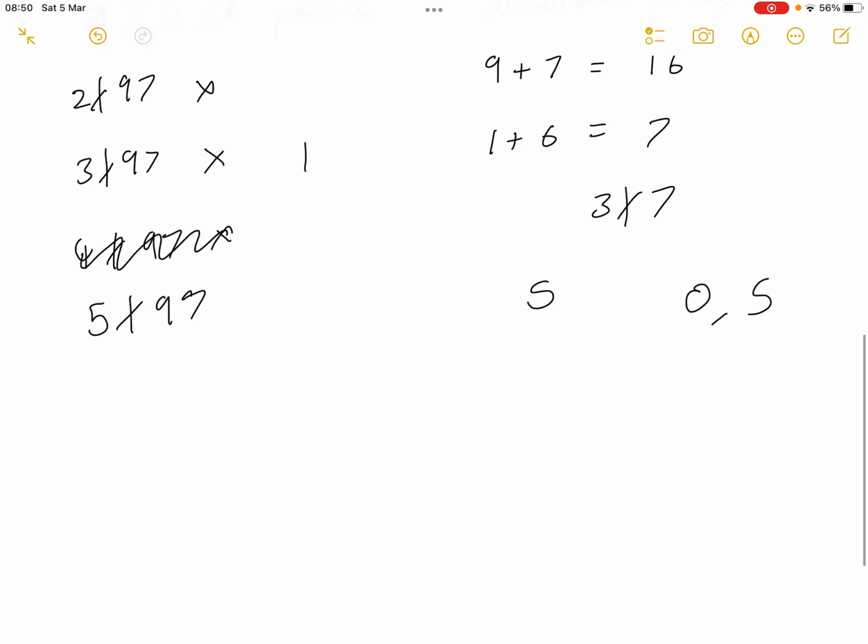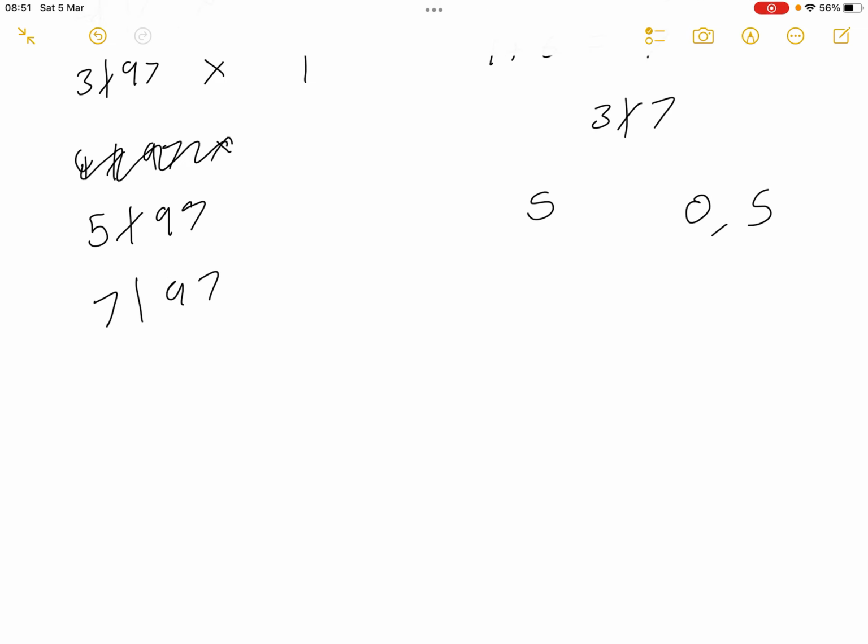What about 6? Well, 6 is a multiple of 2 and a multiple of 3, so we don't need to check 6. What about 7? Does 7 divide 97? Well, there are no tricks for checking if 7 divides 97, so we should just divide through and check. So we've got 97. If you remember how to do division, 7 goes into 9 once, so we put a 1 on the top. Then 1 times 7 is 7, and we take it away and get 2, and we bring down the 7 to get 27.